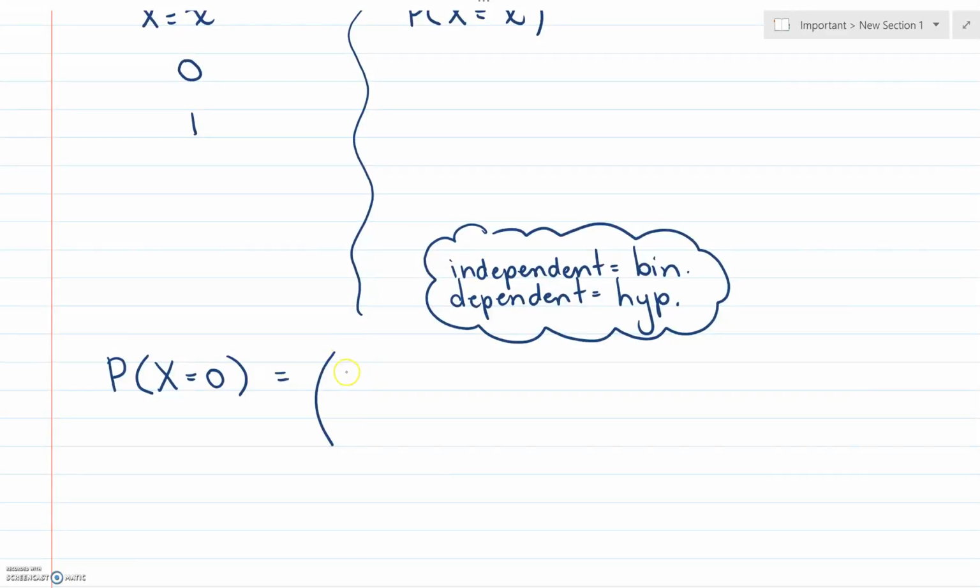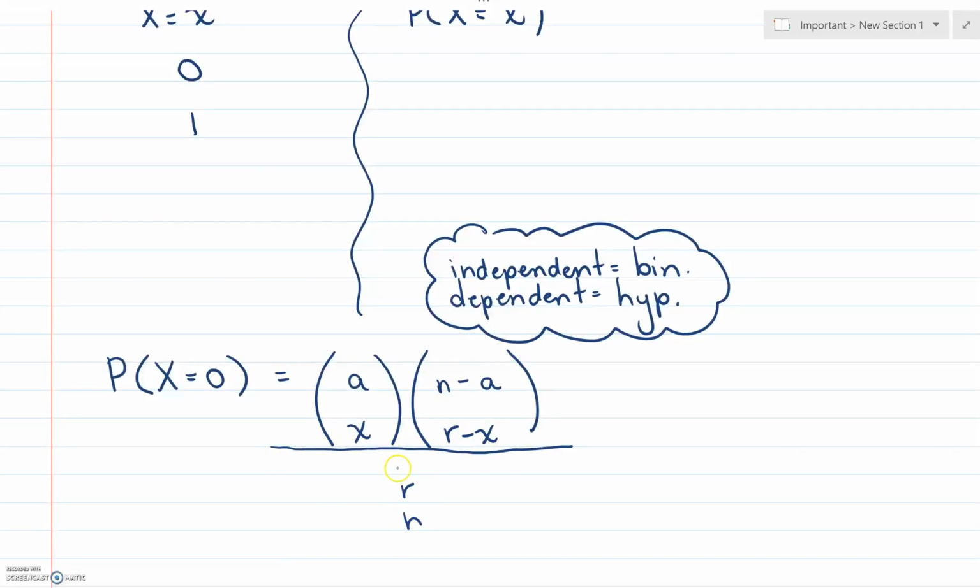In the first bracket, it's a over x. Okay, remember that this is not a fraction, it's combinations, right? Oh, yeah. Okay. And then the other one, I'm not sure if it's a combination, but it goes n minus a over r minus x. Okay. All that divided by? And then n over r. Right. Those are all combinations.